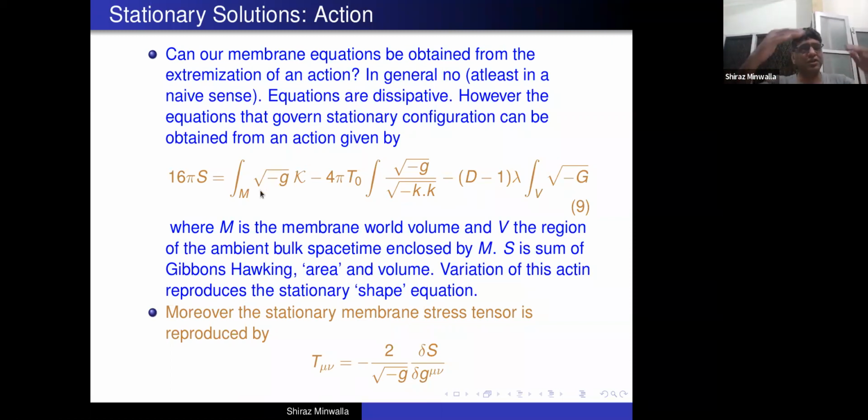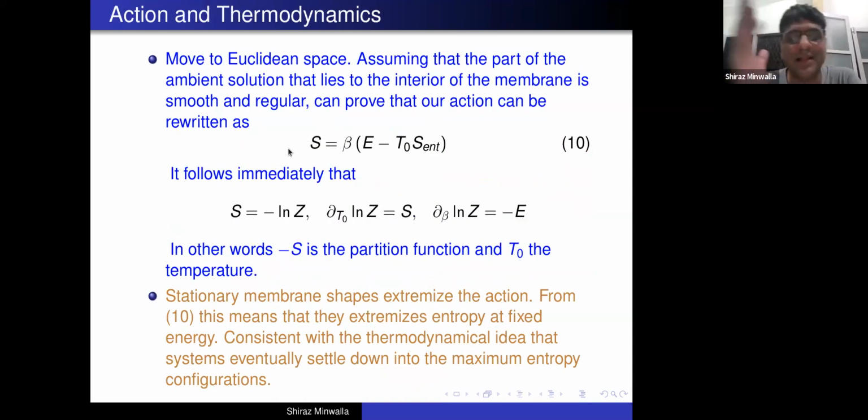And moreover, if you vary the action with respect to the metric on the world volume of the membrane, and you have to think a little bit for what this means, but once you give that a clear definition, you produce a stress tensor by this formula that agrees with the general membrane stress tensor I told you about before, when restricted to stationary solutions. Moreover, this action has a very clear thermodynamical interpretation. You can show that our action is equal to βE minus S, where E is the energy of our membrane and S is the entropy, and β is 1/T₀, and T₀ is the parameter that enters here. But because of this identification, it can also be thought of as the temperature of our solution.